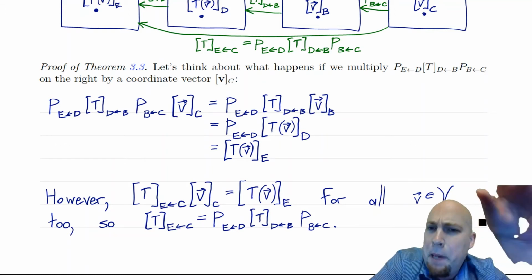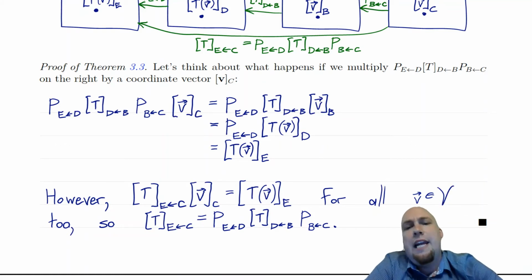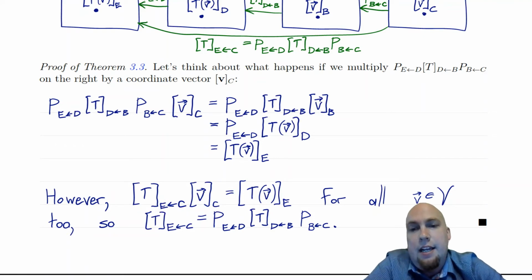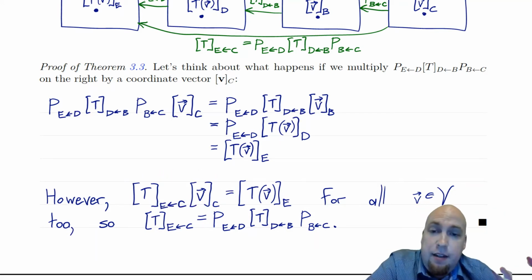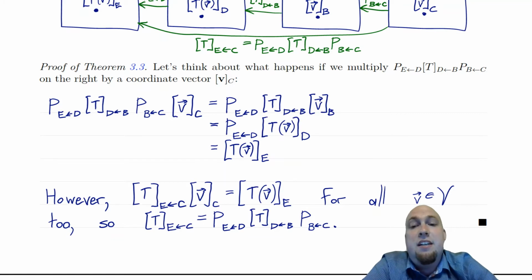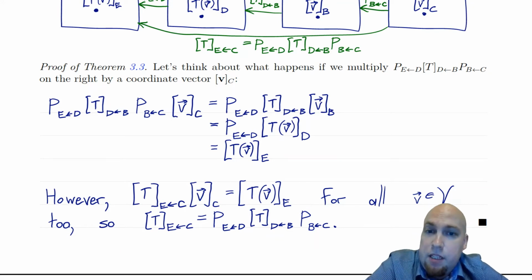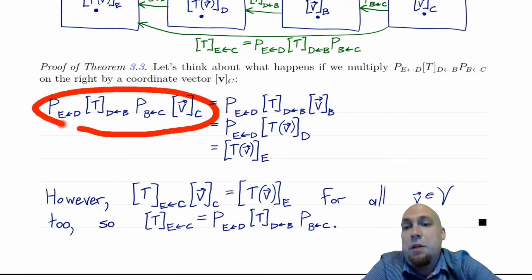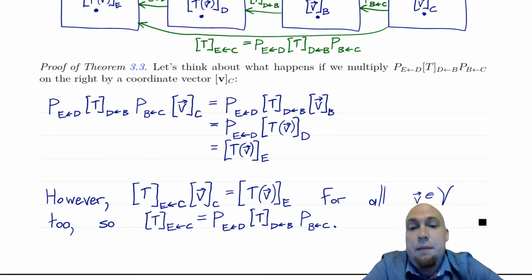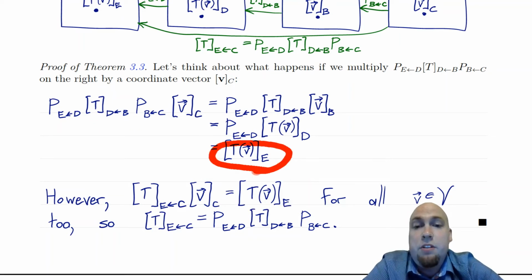Okay? But what if, on the other hand, we compute this product? If we compute the standard matrix from C to E of T times v with respect to C, then again, our theorem about standard matrices tells us that this would apply T to v, and also it would change the basis from C into E. Okay, so now we have two different products here, and they both give us the same thing. They give us T of v with respect to E.